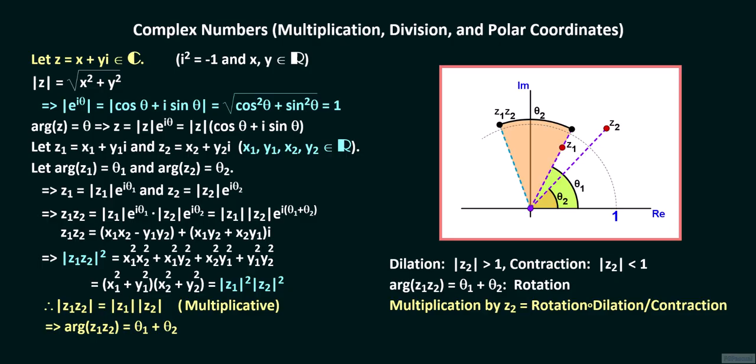If the absolute value of z sub 2 equals 1, which means that z sub 2 equals e raised to the power i times theta sub 2, then multiplication by e raised to the power i times theta sub 2 is a pure rotation.